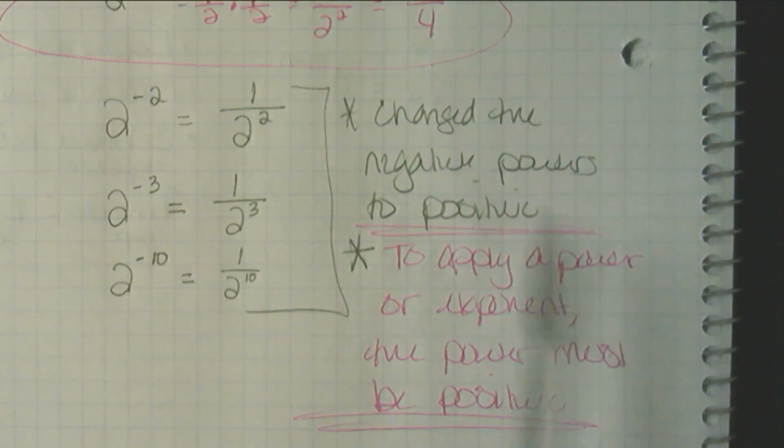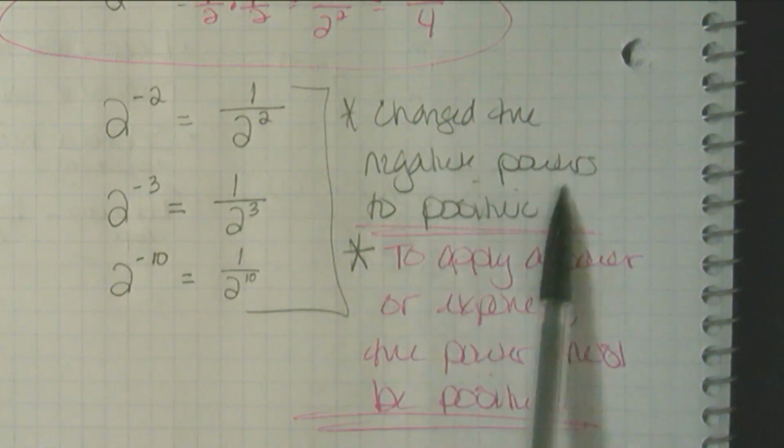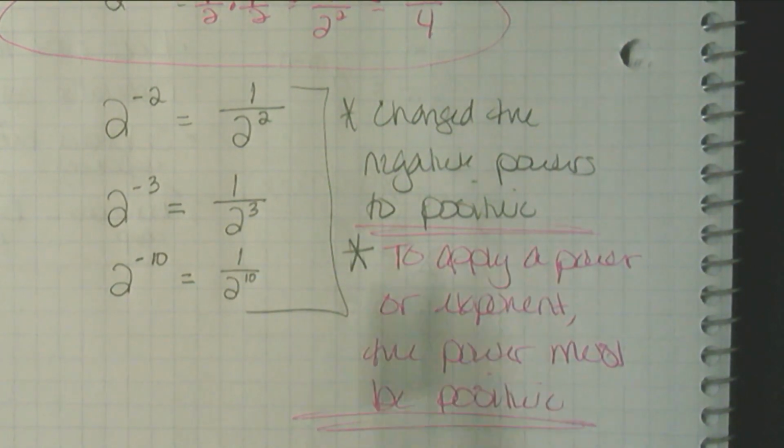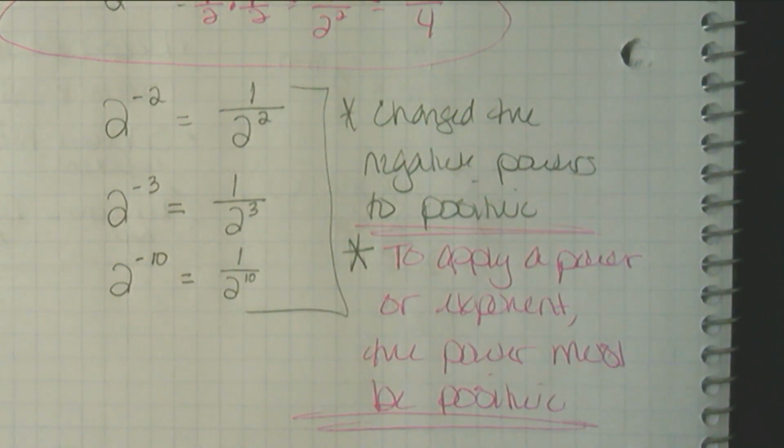All right, so it says what we did is we changed negative powers to positive, and to apply a power or an exponent, it has to be positive. The base doesn't have to be positive. The power has to be positive.